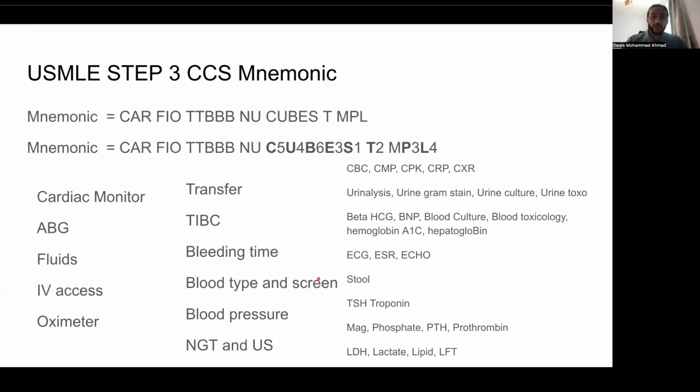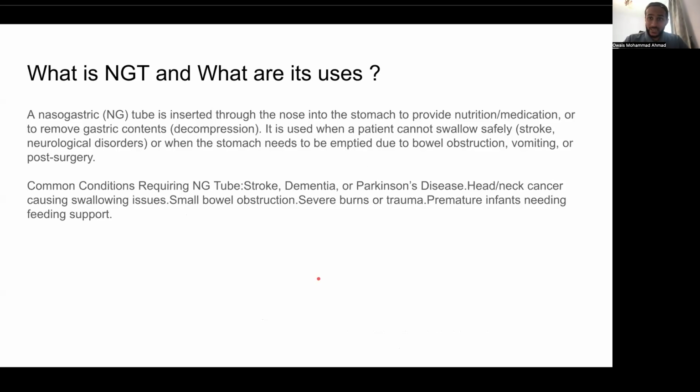I want to come over here to the next one. What is a nasogastric tube? What are its uses? A nasogastric tube is inserted through the nose into the stomach to provide nutrition, medication, and remove gastric contents, decompression. It is used when a patient cannot swallow safely, such as stroke or neurological disorders, or when the stomach needs to be empty due to bowel obstruction, vomiting, or post-surgery. Common conditions include strokes, dementia, Parkinson's, head and neck cancers that cause swallowing issues, small bowel obstruction, severe burns and trauma, and premature infants who need supporting feed.